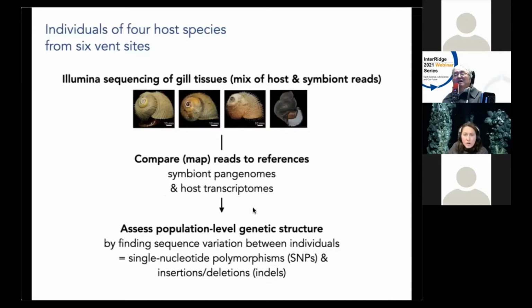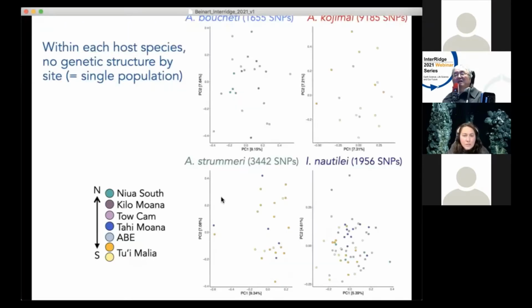So to start out with the host data, it looks like it's a little cut off there, so I apologize about that. What we found is that within each host species, we did not see any genetic structure by site. So this again suggests that these are single populations across all of these sites in the Lau Basin. And again, this is consistent with what was predicted based on larval biology and dispersal models. So this was not surprising to us here.